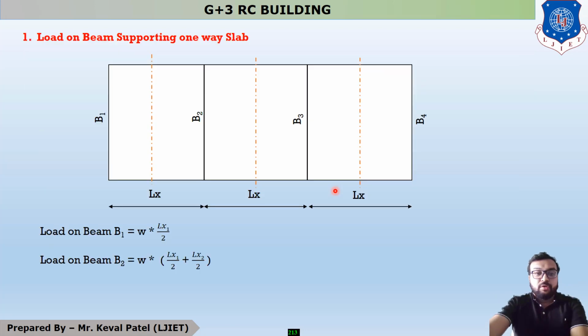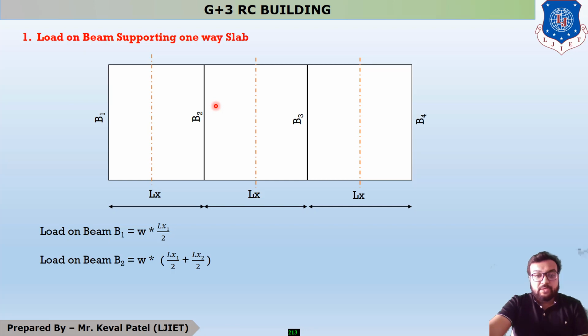First one is load on beam supporting one-way slab. Students, you can see that these are three one-way slabs, three spans. This is span number 1, slab number 1, this is slab number 2, and this is slab number 3. All the slabs are one-way slabs. This is Lx, the shorter dimension, and this is Ly, the longer dimension. And you all know that in a one-way slab, reinforcement is provided in the shorter direction. It means you have to provide your reinforcement in this direction.